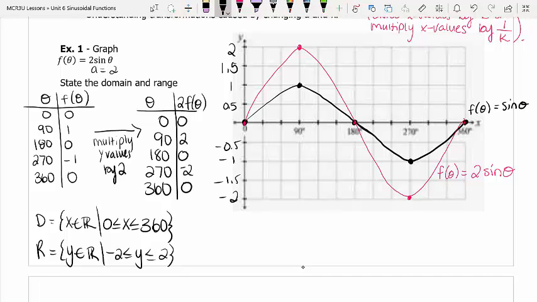Just as a little extra, keep in mind, you should be comfortable stating the period, amplitude, and equation of the axis. So the period would be 360 in this case. The amplitude would be 2, and the equation of the axis is y equals 0. That could be a question that I ask on the test as well.